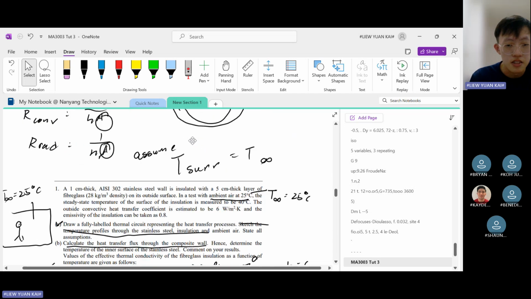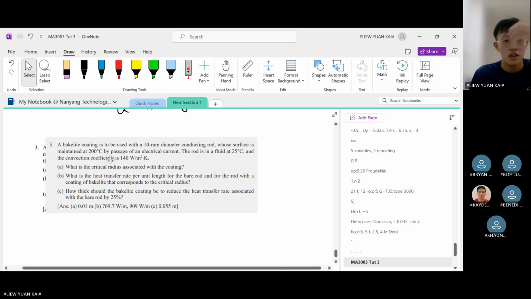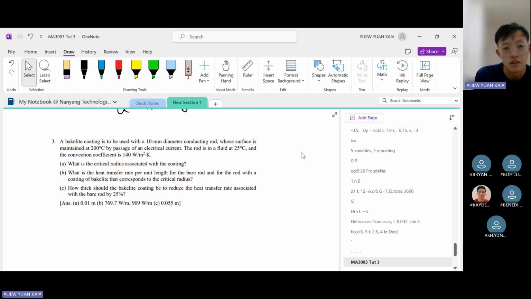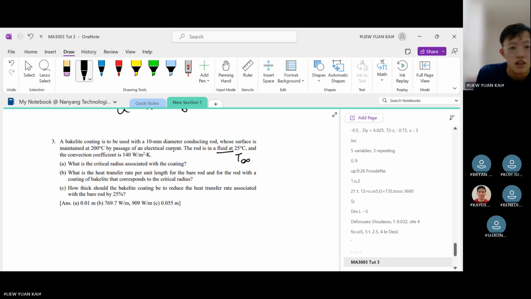Okay, now I'm gonna move on to the next question. A Bakelite coating is used with a 10 mm diameter conducting rod whose surface is maintained at 200 degrees Celsius by passage of electrical current. The rod is in a fluid of 25 degrees Celsius. Okay, so fluid means this temperature is T infinity. You have to remember what symbols refer to what. And okay, convective coefficient, so this refers to h.